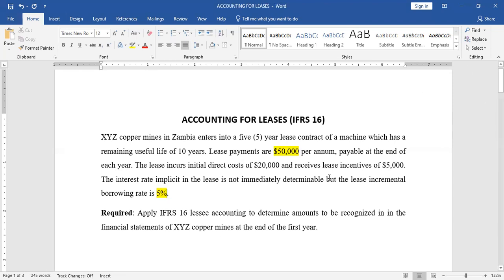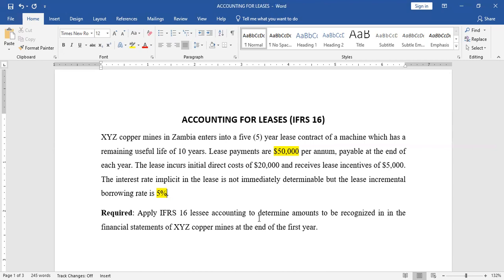Required: apply International Financial Reporting Standard number 16, lessee accounting. So there are two parties, the lessor and the lessee. The lessor is the original owner of the asset who lends out the asset to the lessee. So the lessee in this case is looked at as a new acquirer. Okay, so lessee accounting. We want to see on the books of the company which has entered into this lease contract, how they are going to account for this machine.